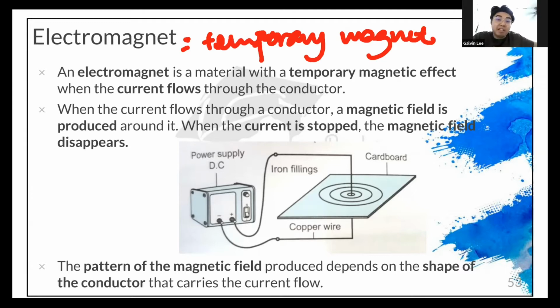I'll explain this later on. This is part of the exam questions. Now, let's talk about the conductor. Why do you need to have a conductor in an electromagnet? What is a conductor? A conductor is a material which can conduct electricity. So you can use whatever wire, copper wire, steel wire, iron wire, nickel wire, zinc wire, as long as it is a conductor.